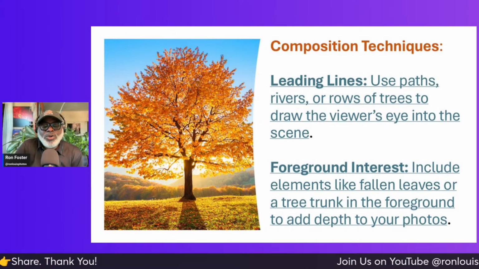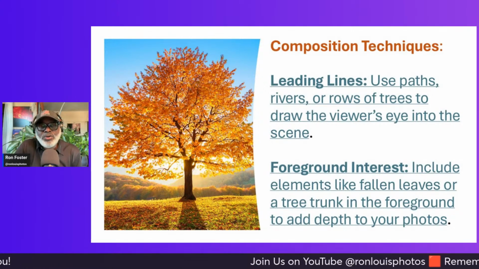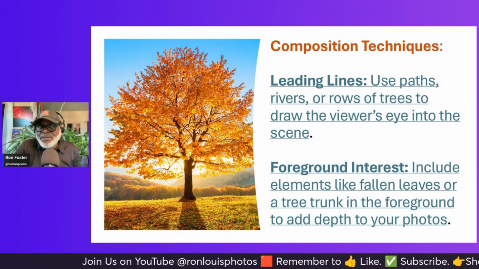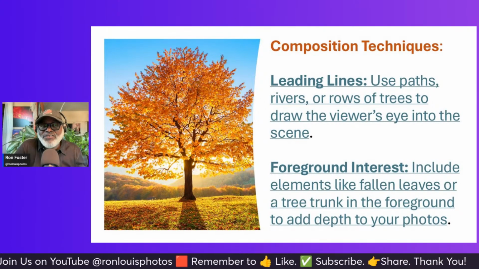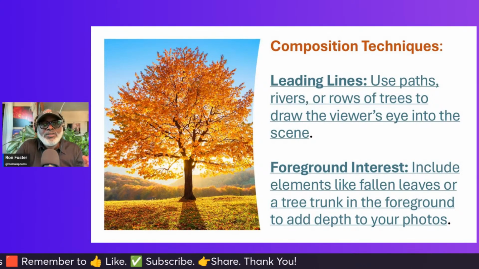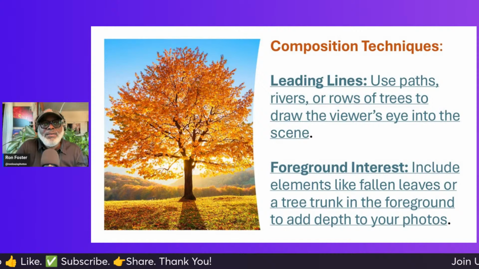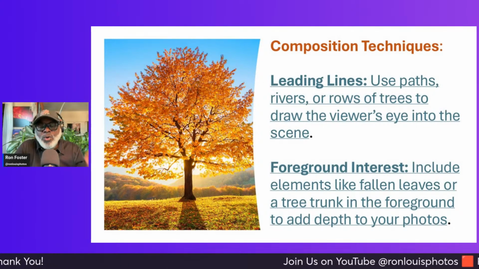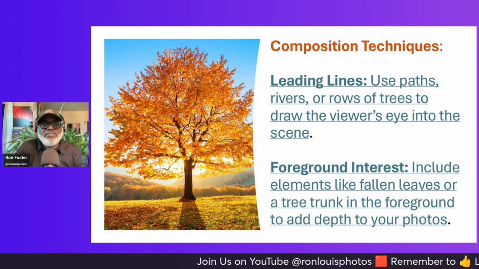Composition matters. All you have to do is go to Google and put in composition for fall autumn photography. Put it in Google, or if you have Copilot like I have, or some of the AI or ChatGPT, put in composition for autumn photography.